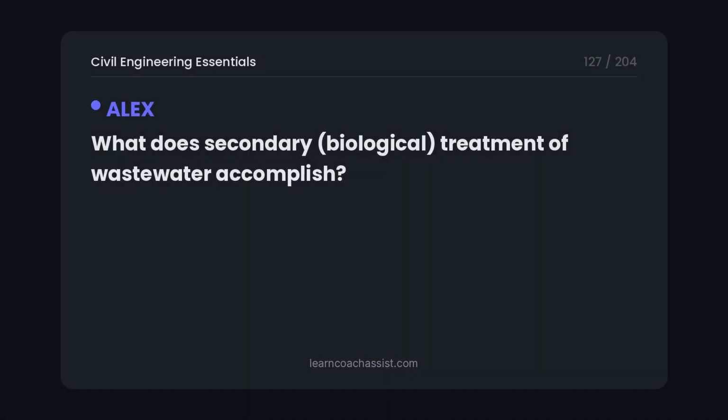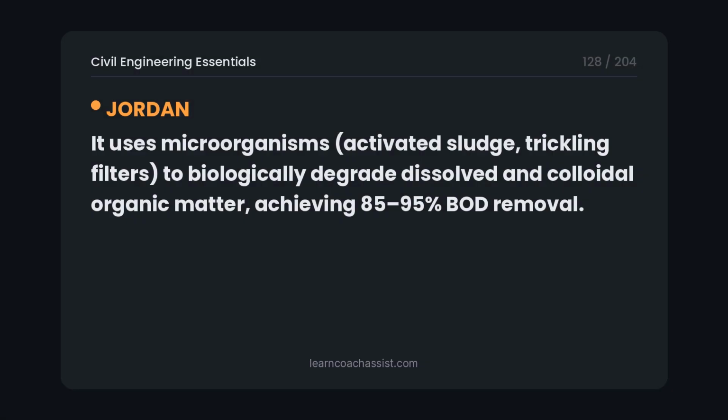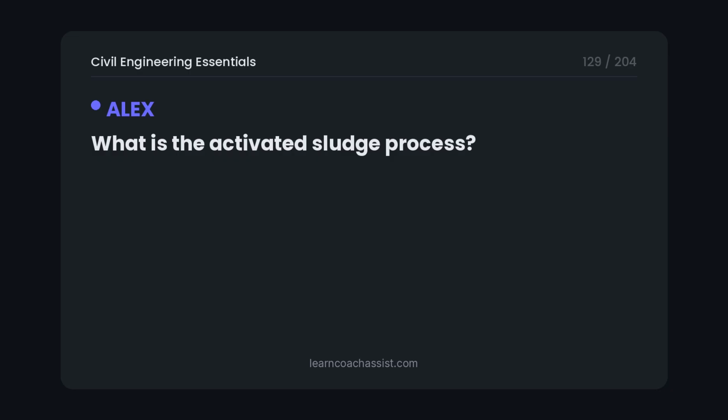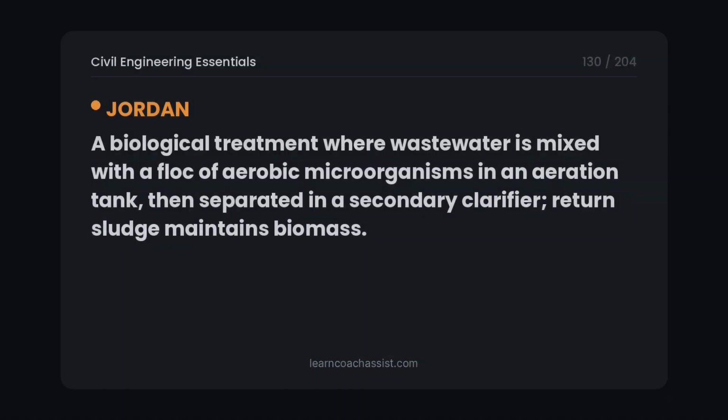What does secondary, biological, treatment of wastewater accomplish? It uses microorganisms, activated sludge, trickling filters, to biologically degrade dissolved and colloidal organic matter, achieving 85 to 95% BOD removal. What is the activated sludge process? A biological treatment where wastewater is mixed with a flock of aerobic microorganisms in an aeration tank, then separated in a secondary clarifier. Returned sludge maintains biomass.